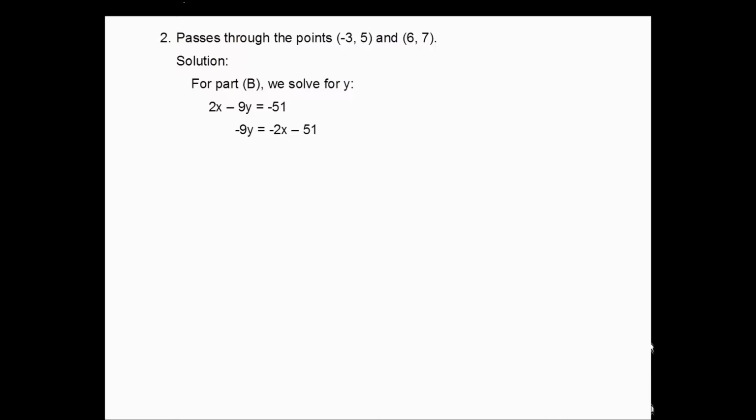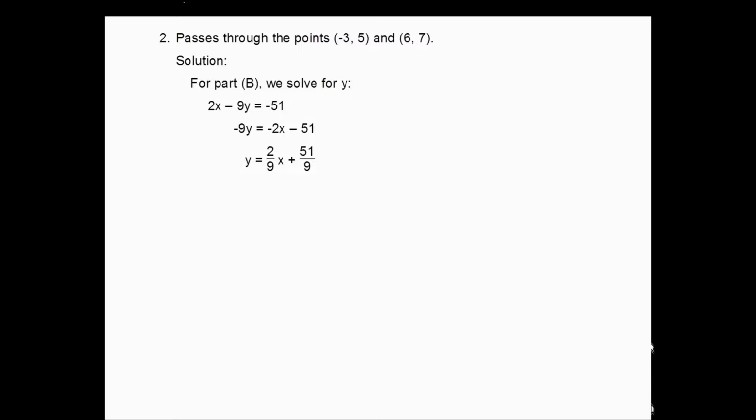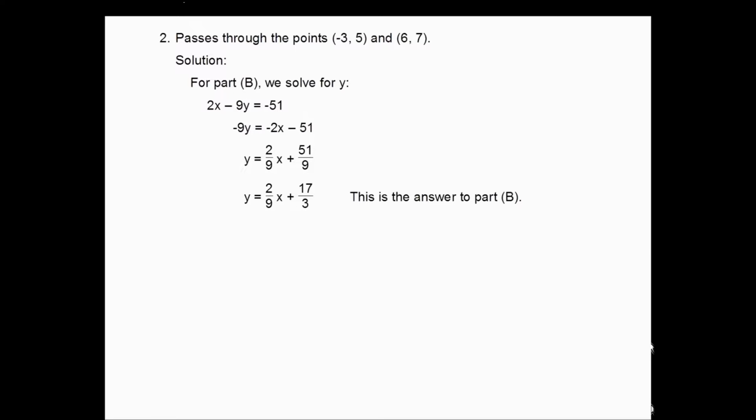Okay, so I'll have y is equal to 2/9 x plus 51 over 9. Okay, 51 over 9 actually will reduce. You can divide both top and bottom by 3. So I have y is equal to 2/9 x plus 17/3. That's the answer to part B. That's your slope-intercept form. So putting them back together, general form, slope-intercept form. Again, I still like the general form better. It has no fractions. It just looks a whole lot better.